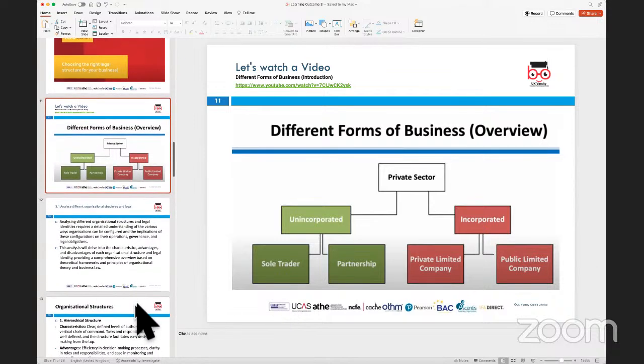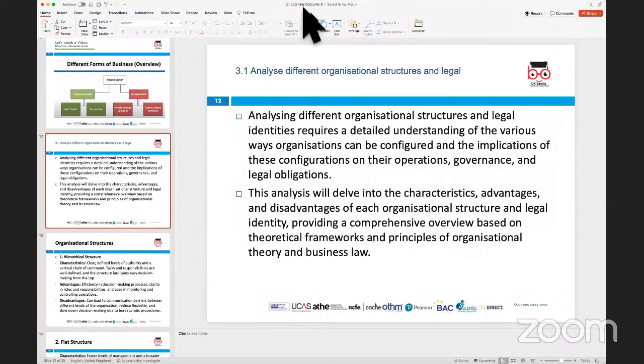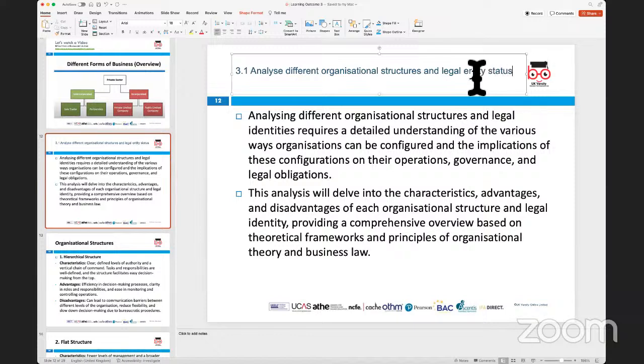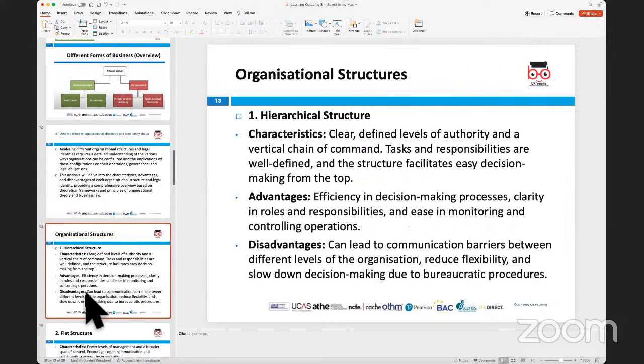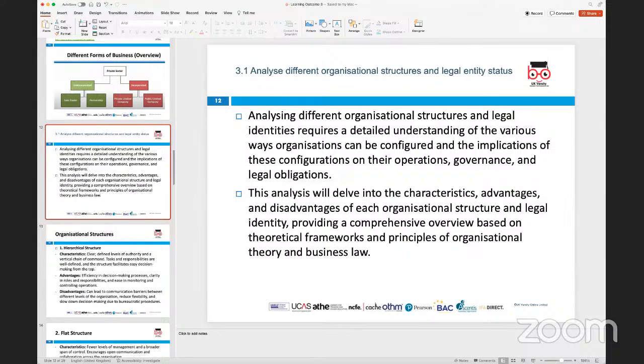Now, the task in the learning outcome asks you to analyze the different organizational structures and legal entity status of the organization. What I would suggest in this case is to go through some of these slides, because one of the things that you also need to understand is that the tasks given in the unit are all based on what are called command verbs.